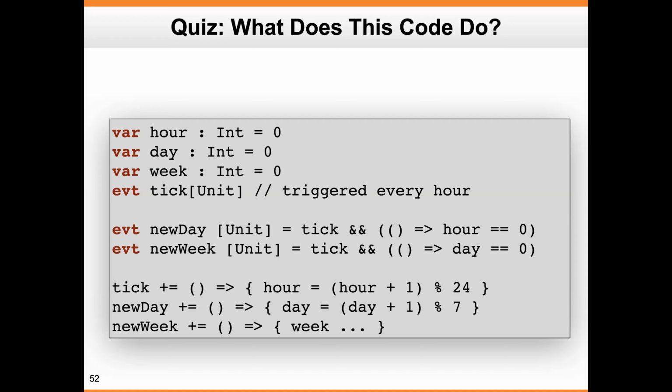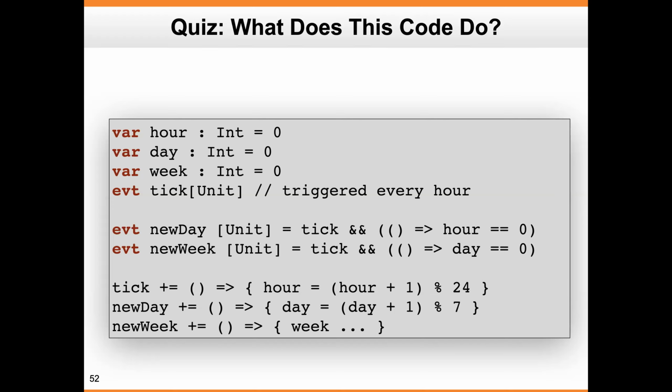And then we define two more events, new day and new week. Both do not expose values, basically. Their type is unit. And they are defined by composing the event tick, respectively, with two different predicates. The first predicate is a Scala function. It expects 0 parameters, and it returns true if hour is equal to 0. The second predicate returns true when day equals 0.